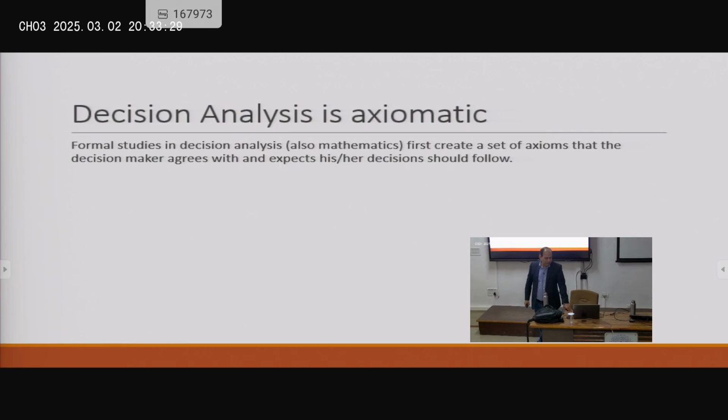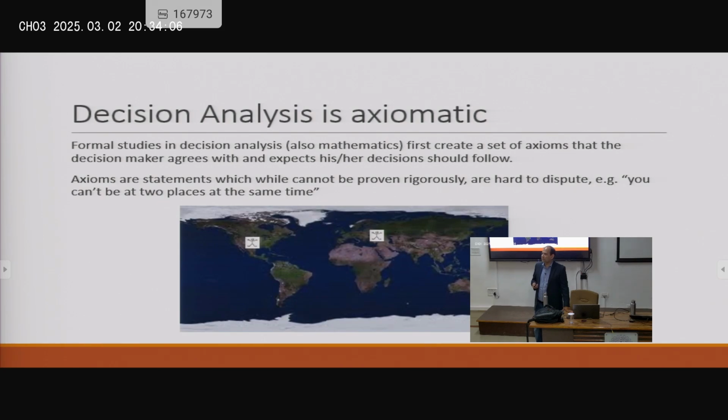Okay, so with that aside on problem framing, we come back to decision analysis axioms. Some basic set of rules that we all agree with and we accept or expect our decisions to follow. So axioms are statements, you already know this from our earlier discussion, which cannot be proven rigorously, but are mostly hard to dispute.